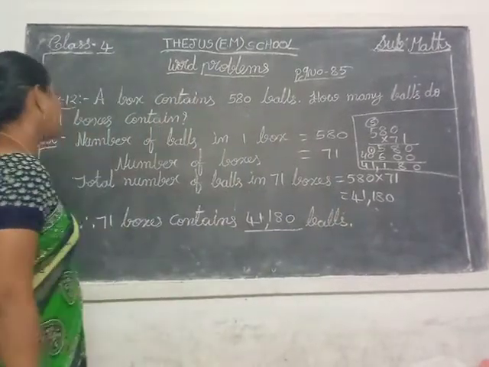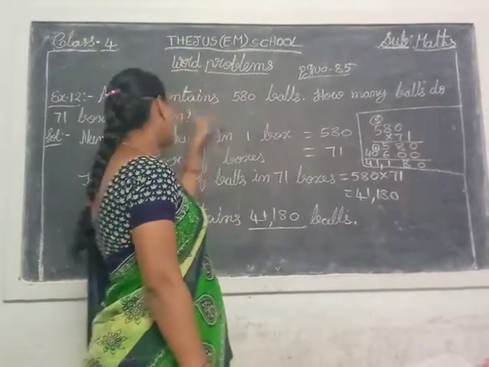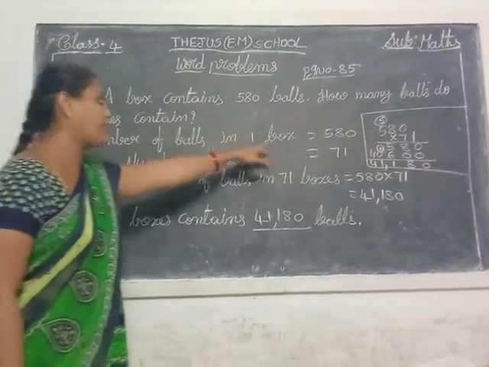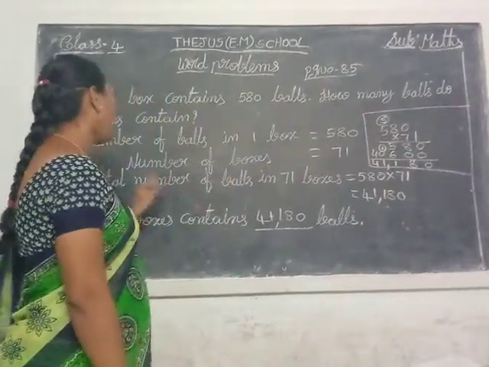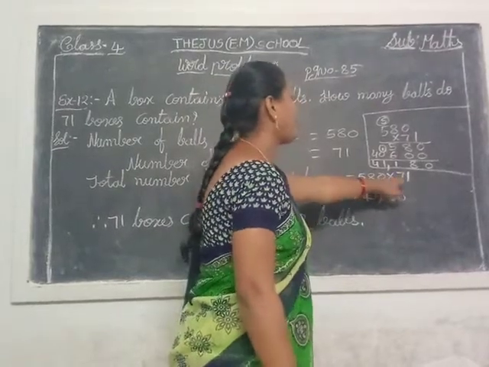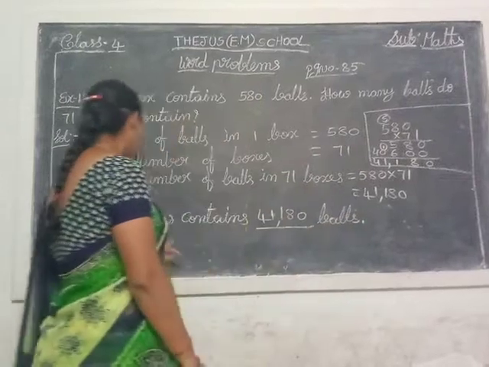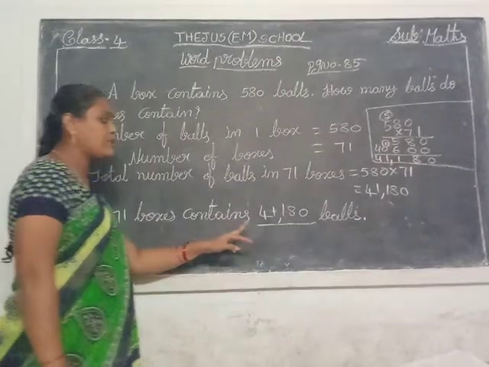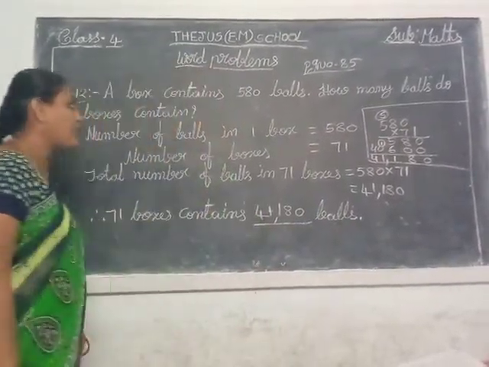Okay children, first a box contains, only one box contains 580 balls. So 71 boxes how many balls contain? You write the first words, number of balls in one box 580. Number of boxes 71. So total number of balls in 71 boxes, you find out 580 into 71, you do the multiplication, the answer is 41,180. So you write the conclusion, therefore 71 boxes contains 41,180 balls. Okay children, note this question and answer also in your notebooks.